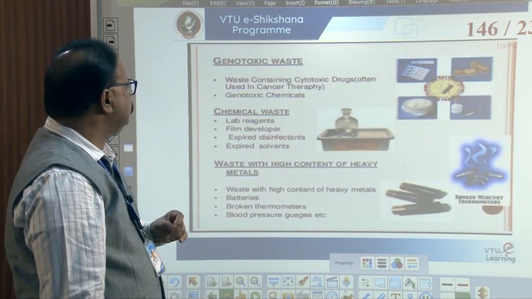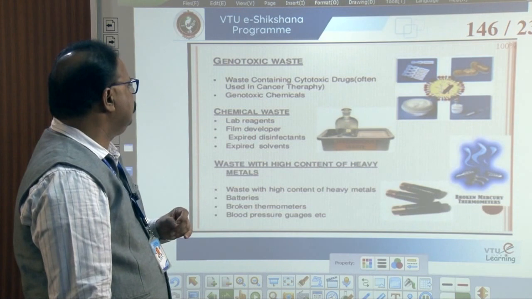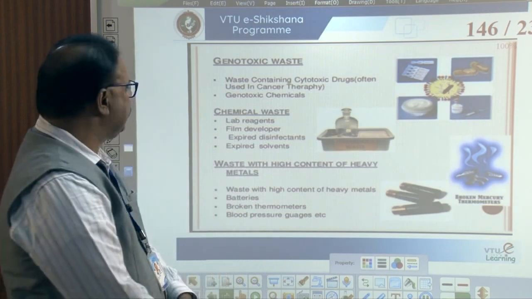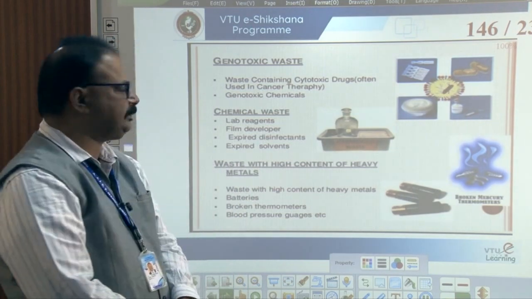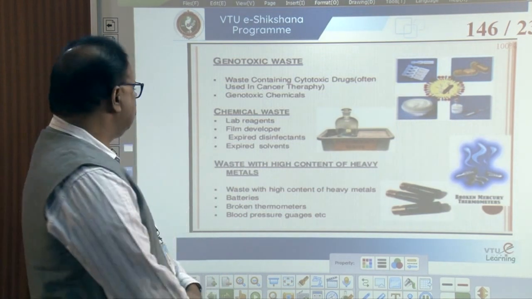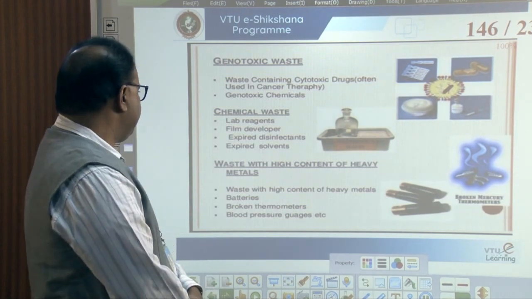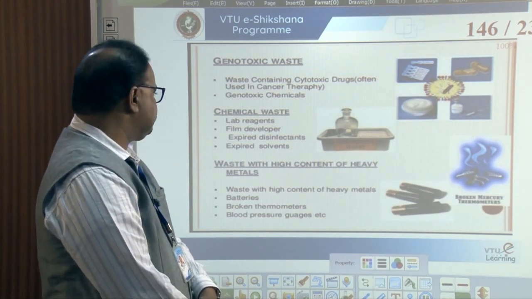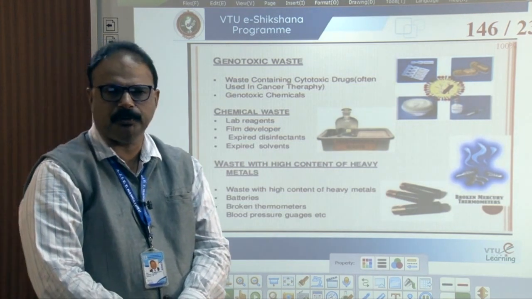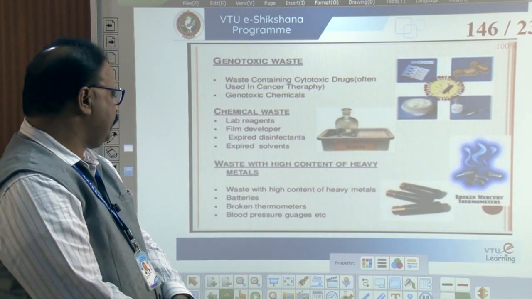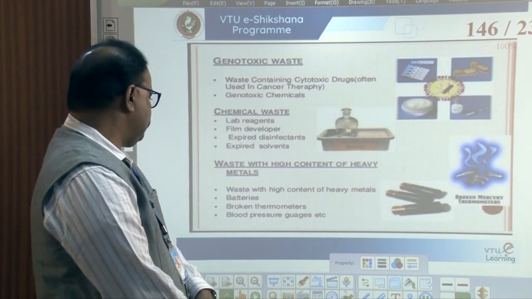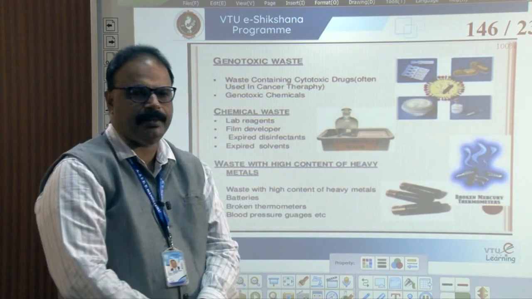Now genotoxic waste. This is waste containing cytotoxic drugs, often used for cancer therapy. Genotoxic chemicals and chemical waste include lab reagents, film developer, expired disinfectants and expired solvents, as well as waste with a high content of heavy metals: batteries, broken thermometers and blood pressure gauges.